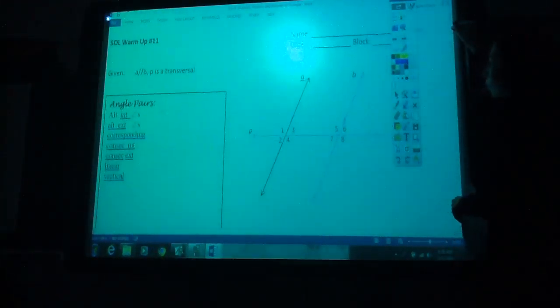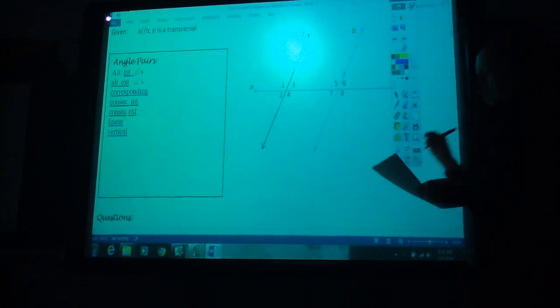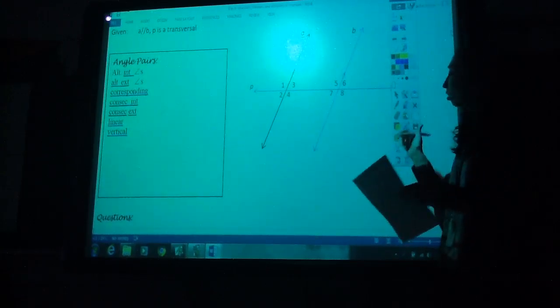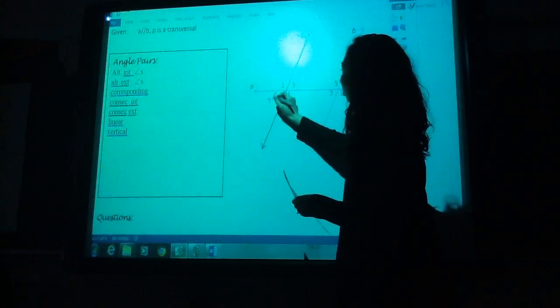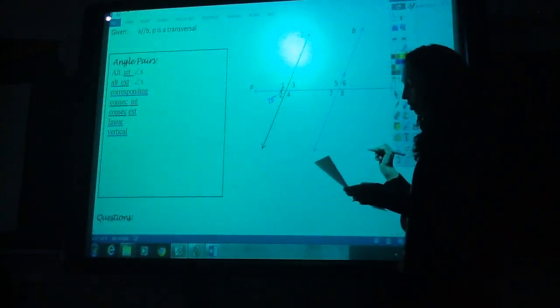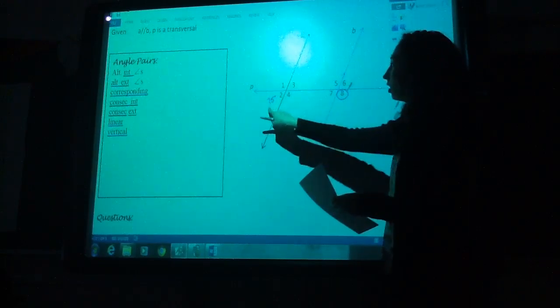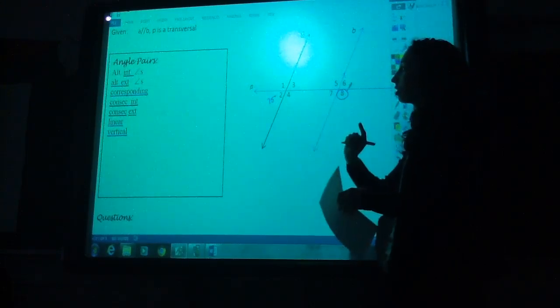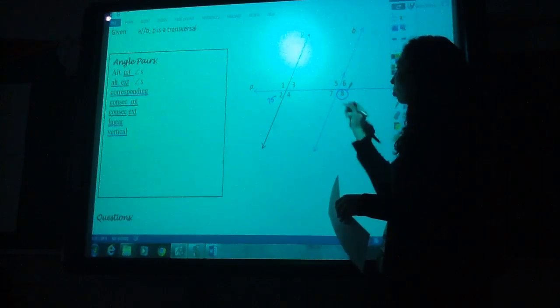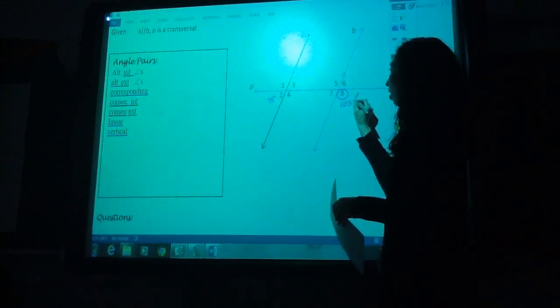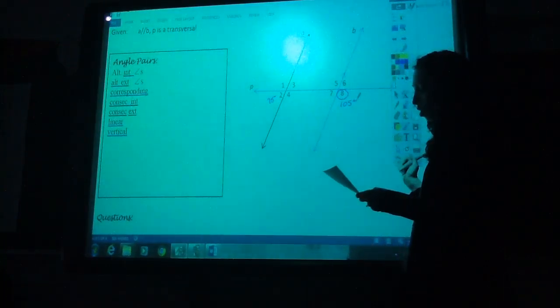So, for number 1. Number 1 says, if the measure of angle 2 is 75 degrees, what is the measure of angle 8? Well, this is angle 8. And these two are consecutive exterior, which means they have to add to 180, so angle 8 would have to be 105. So the answer to number 1 would be 105.